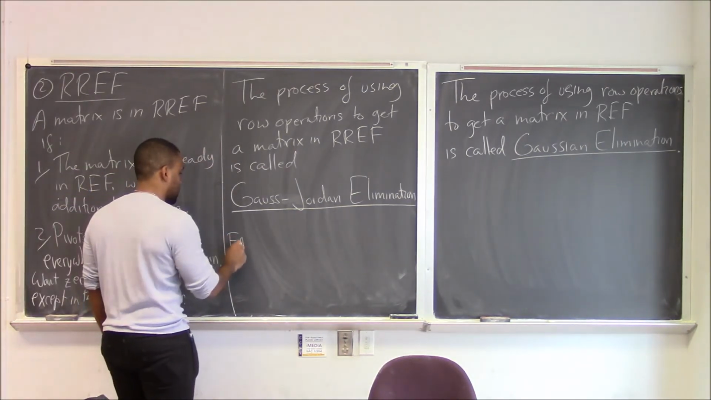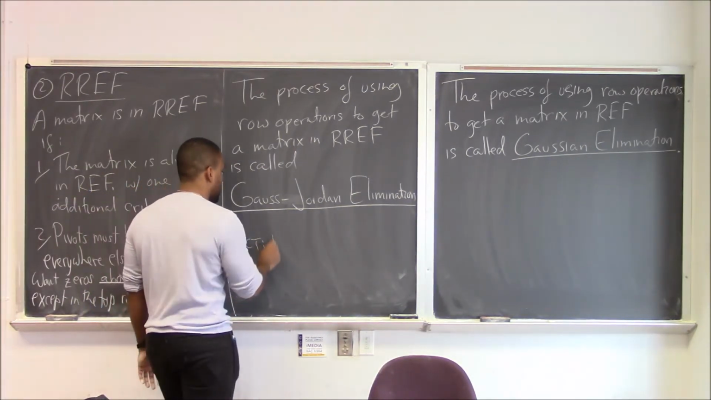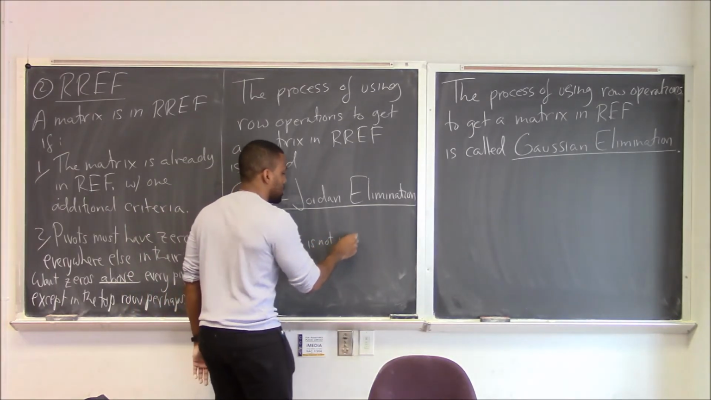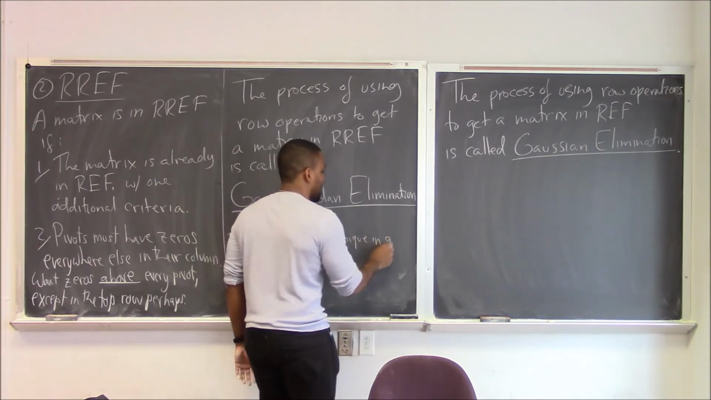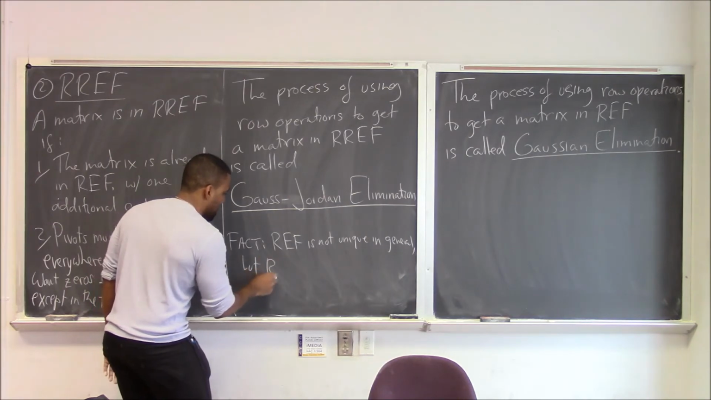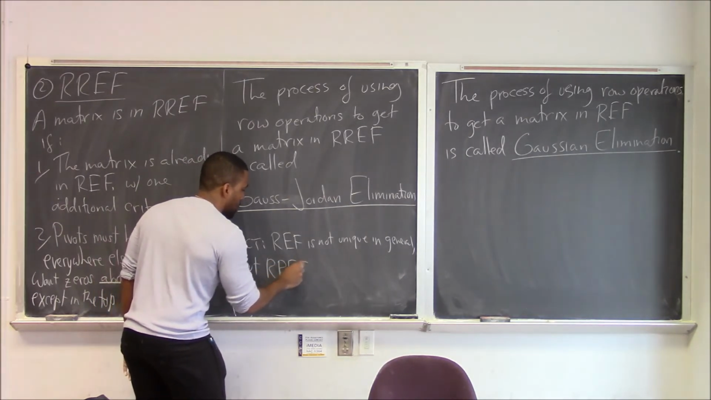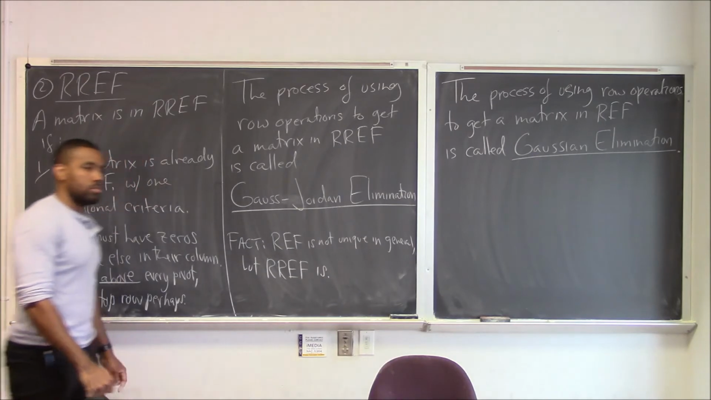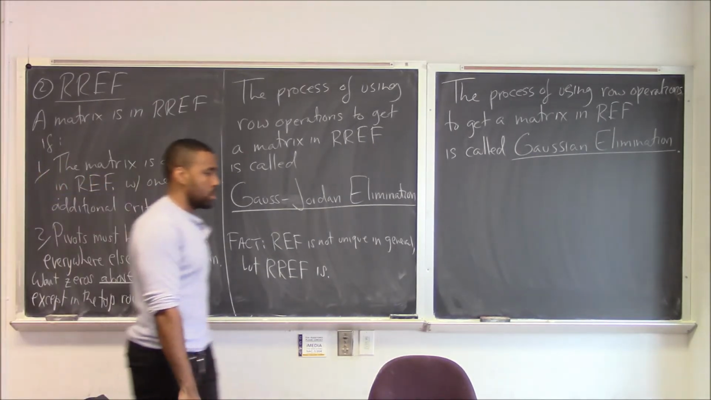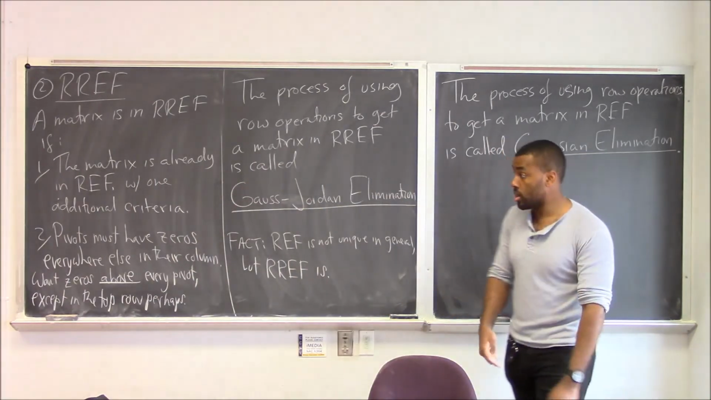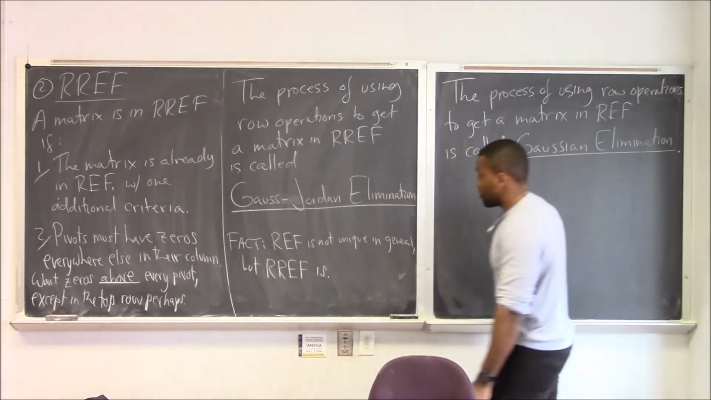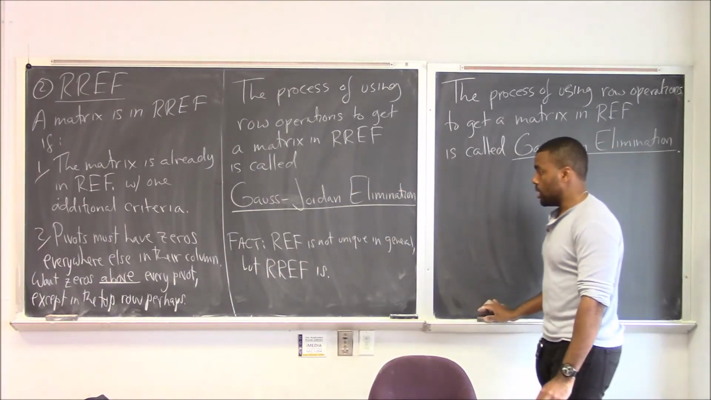Fact: REF is not unique in general. But RREF is. Every matrix has exactly one reduced row echelon form, but it might have multiple row echelon forms. And those are the nice forms.